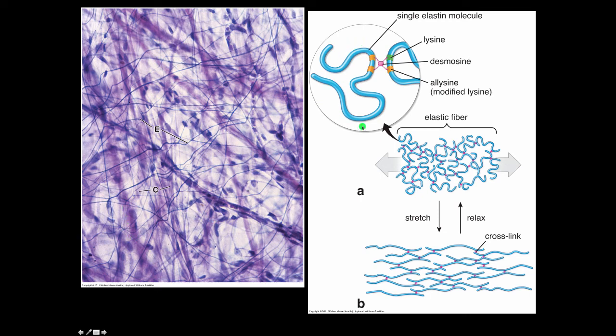Here's a diagrammatic view of the elastic fibers showing desmosine, one of the specialized amino acids, and then lysine tetramers that help to hold the elastic molecules together. And then the diagrammatic view just shows the ability of the elastic molecules to really stretch out and then recoil to relax. And you can imagine this ability of stretching and recoiling is very important for the physiologic function of some of the major blood vessels.